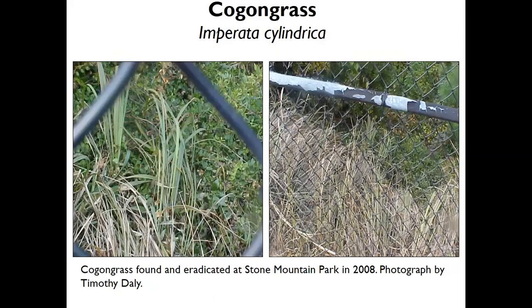This is an area around Stone Mountain Park in 2008. It was discovered, and the Georgia Forestry Commission at no charge will come in and eradicate it. But most of the Kogon grass is in the southern, especially the southwestern part of the state. It's a problem of southern Alabama and Mississippi and down in Florida. There have only been a few cases like this one at Stone Mountain back in 2008 in North Georgia.